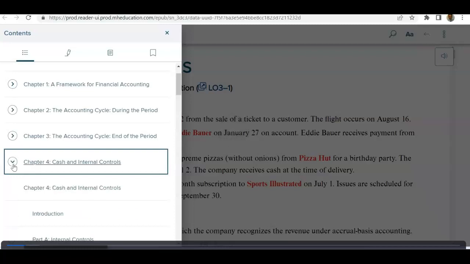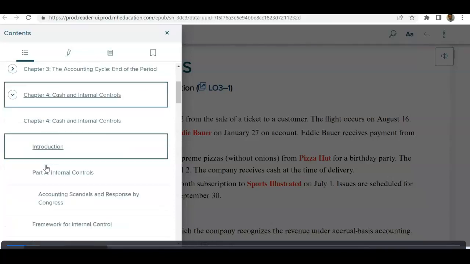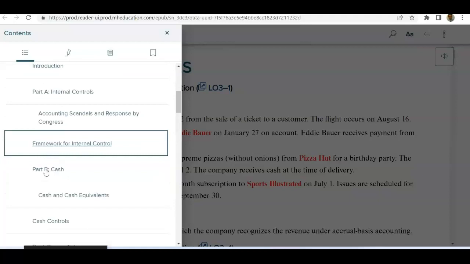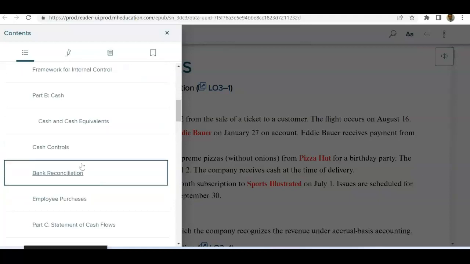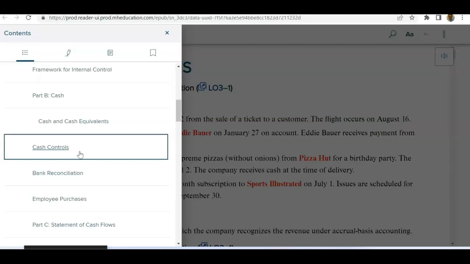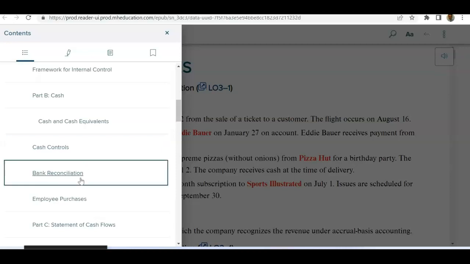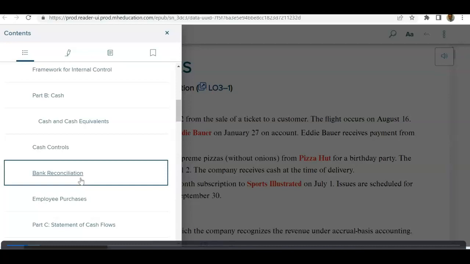Chapter 4, it's a very good chapter. It's about cash and internal control. It will talk about what cash and cash equivalents are, and how you provide a control on your cash. The bank reconciliation is one of those good internal controls.